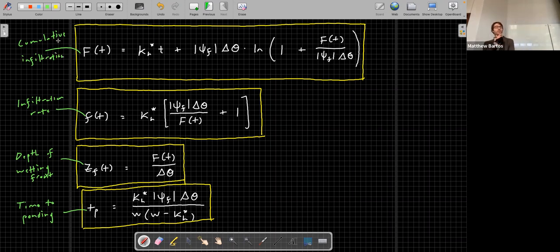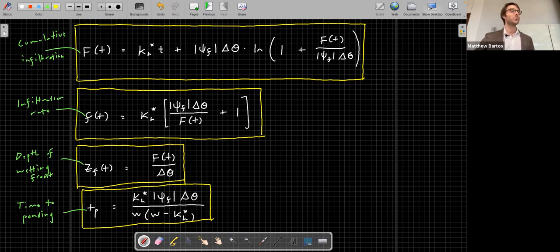Okay, so taking a look at this, what's one potential problem you notice about this equation here? Yes. Right, so this is an implicit equation. It's an implicit equation, so you have to solve it numerically.